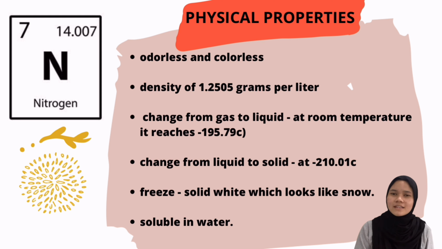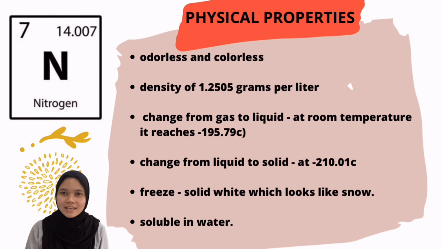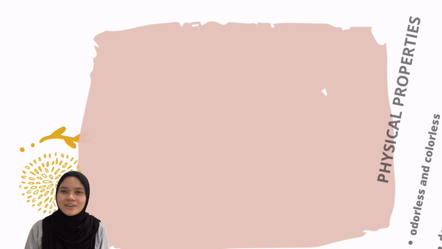Nitrogen changes from gas to liquid, and from liquid to solid at negative 210 degrees Celsius. When nitrogen freezes, it is solid white, which looks like snow. And lastly, nitrogen is also soluble in water.